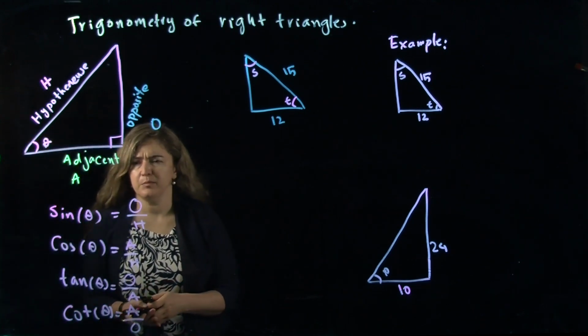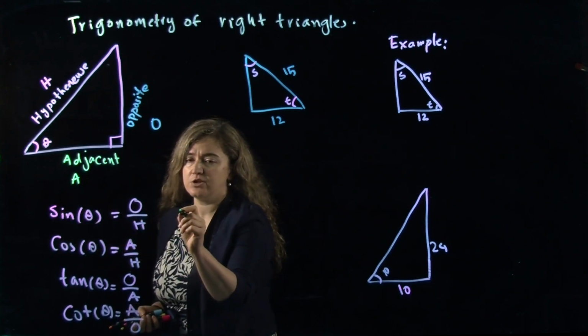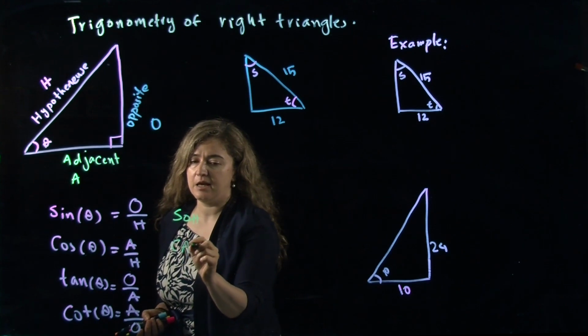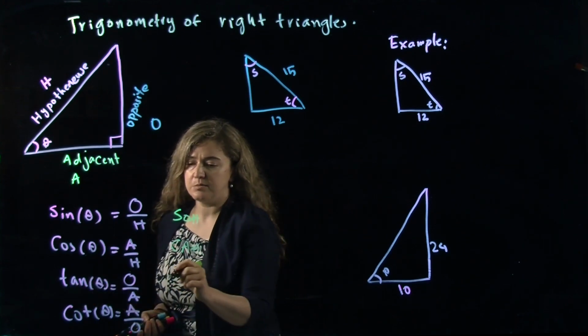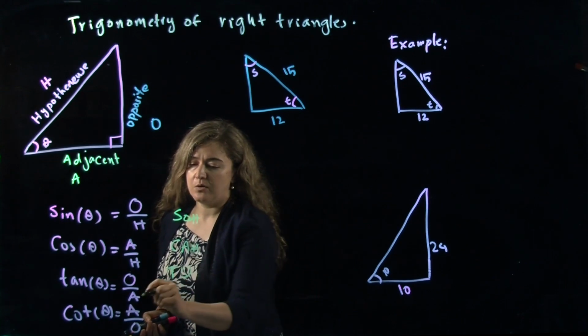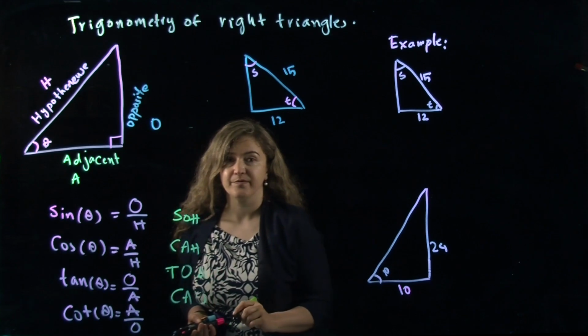And people have ways of memorizing this. This is SOH. This one is CAH. This one is TOA. This one is CAO.